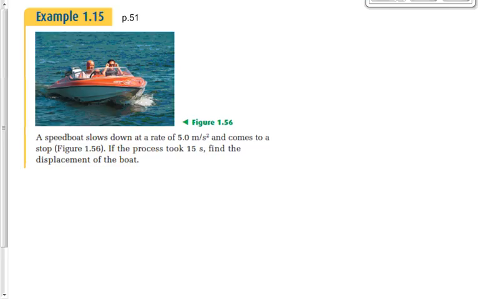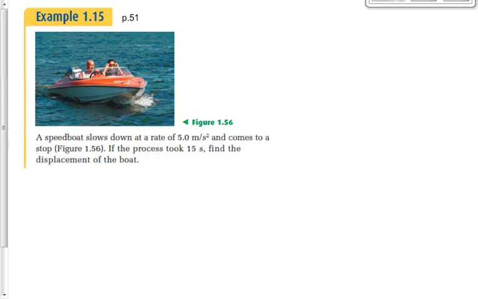Let's try another example here, guys, that relates to the acceleration that we've been talking about over the last few days. Example 1.15 on page 51, it says a speedboat slows down at a rate of 5 meters per second squared and comes to a stop. If the process took 15 seconds, find the displacement of the boat. How far did the boat travel during that time that it was slowing down?